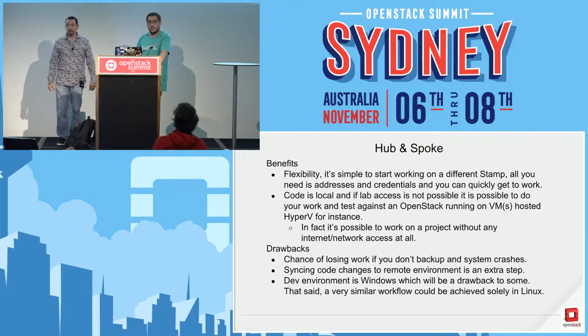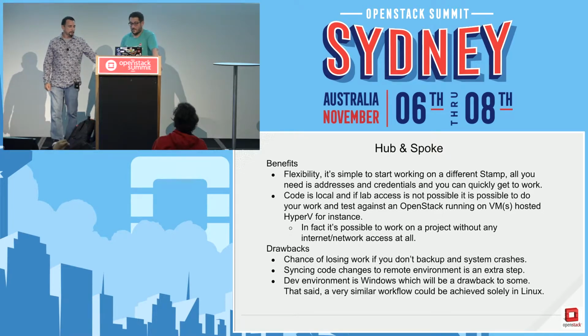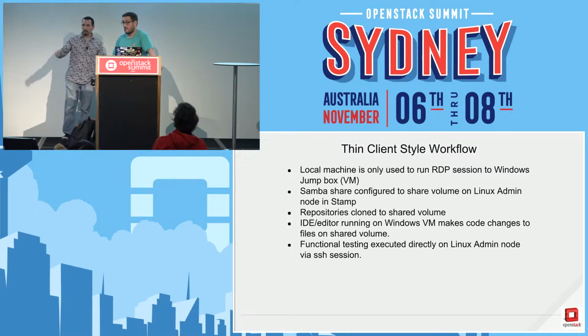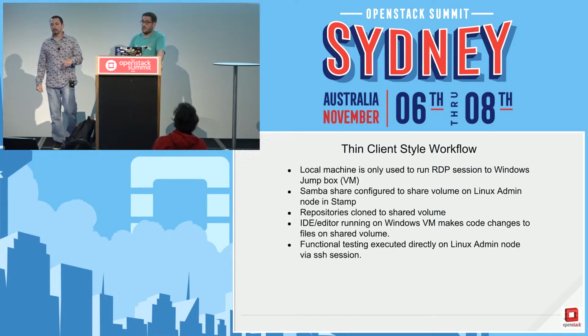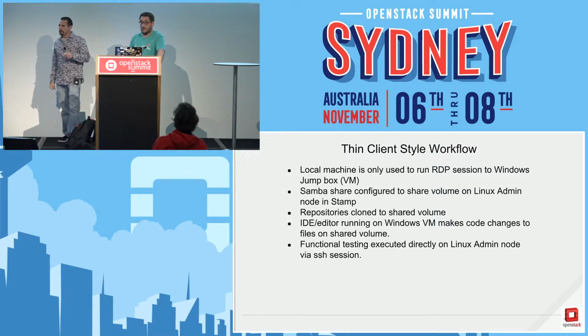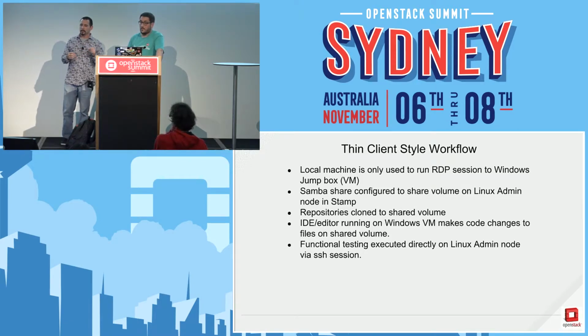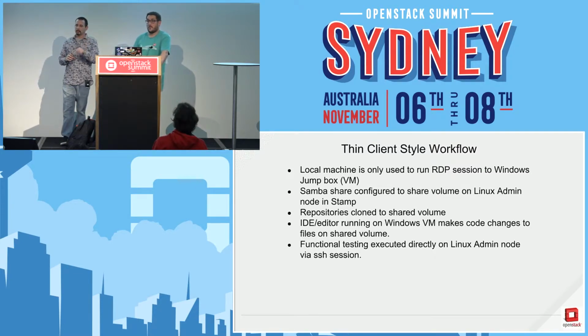And the dev environment for me is Windows, which some consider a big drawback. But the thin client workflow I was describing earlier just uses the jump box to run RDP. And I believe you use the Samba share to, you don't use Samba share. You could potentially use the Samba share to link to the Linux environment. So the code is checked out into that share. He's working in Eclipse through the jump box, and the code is committed on that Linux machine.